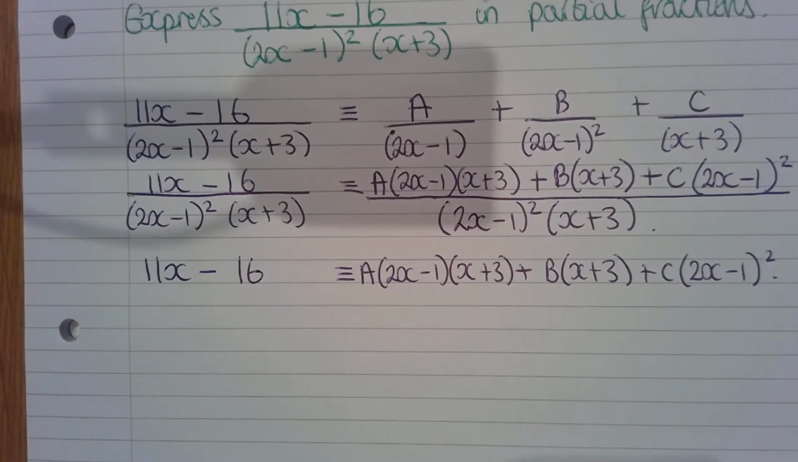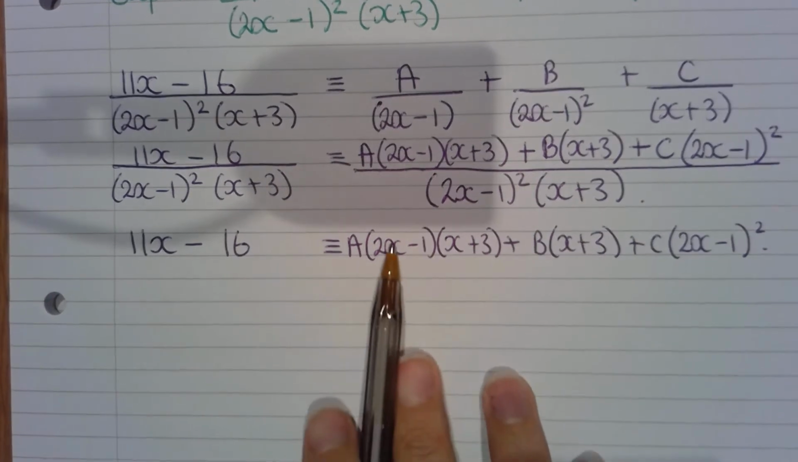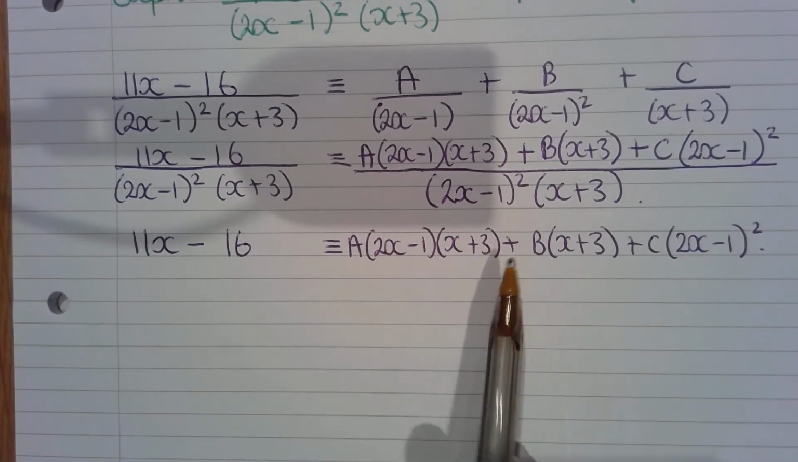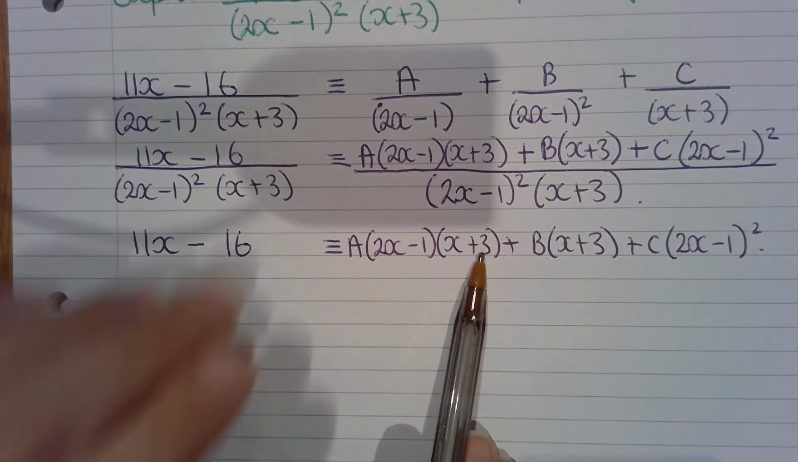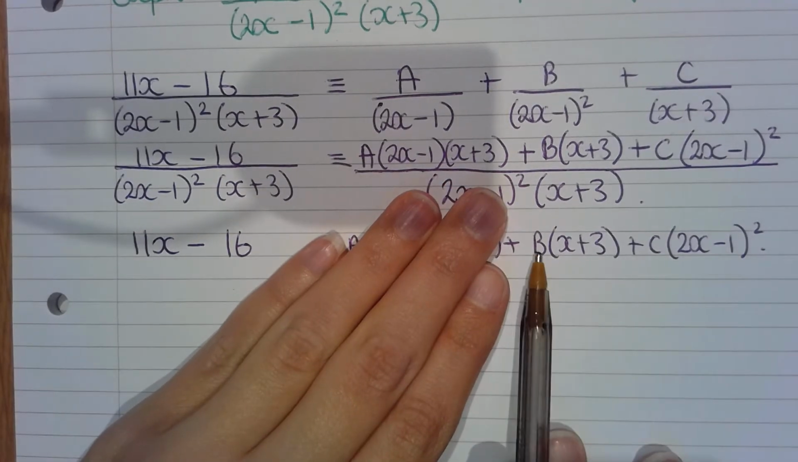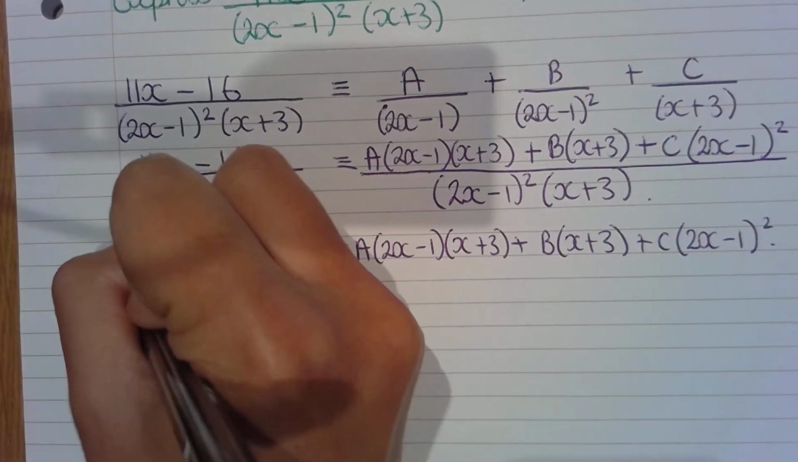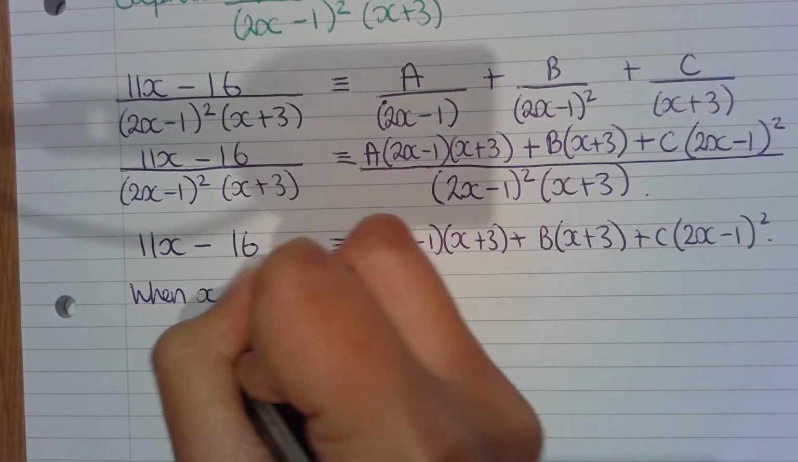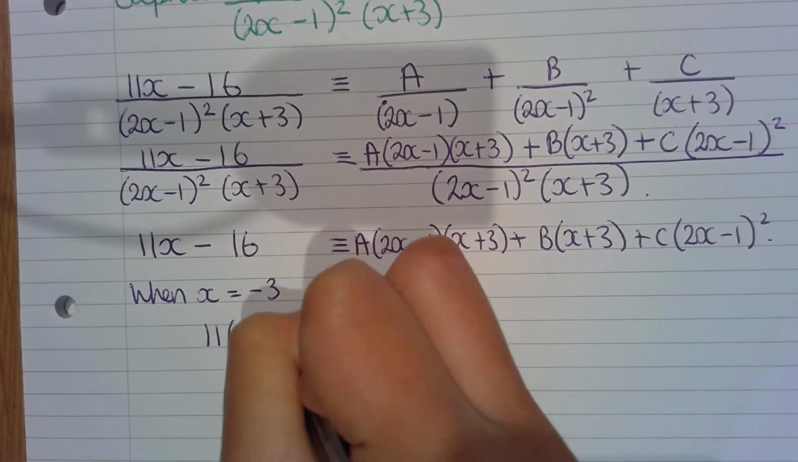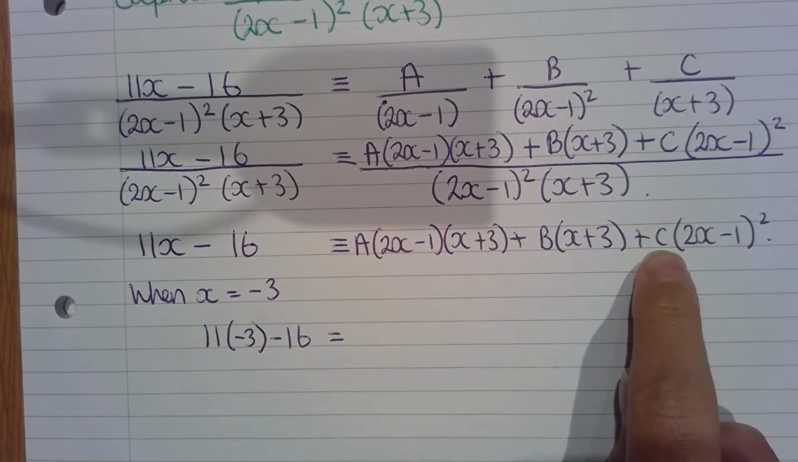Okay, so we now need to pick some suitable values to use for x. So if I start with this one, it's not an integer, so I'm going to start with an integer value. So I'm going to use negative 3, because negative 3 plus 3 gives me 0, so that's going to get rid of the a. Negative 3 plus 3 equals 0, so that's going to get rid of my b, so it's going to help me find c first. So when x is equal to negative 3, I end up with 11 times negative 3 take 16 is equal to, a becomes 0, b becomes 0, so it's just my c.